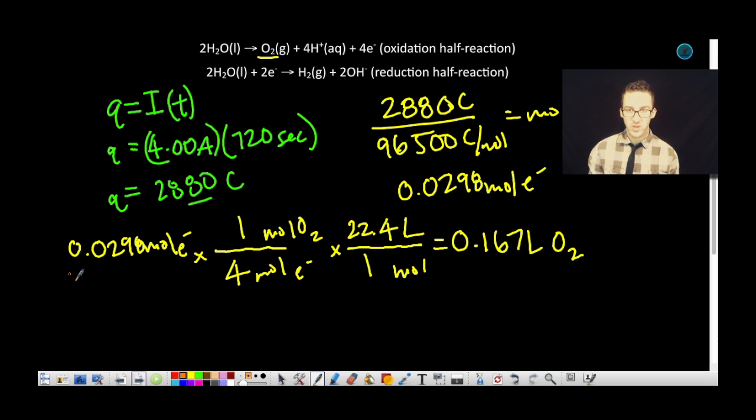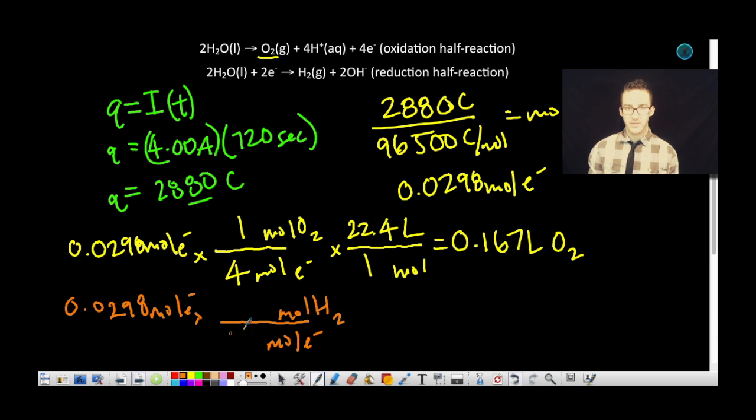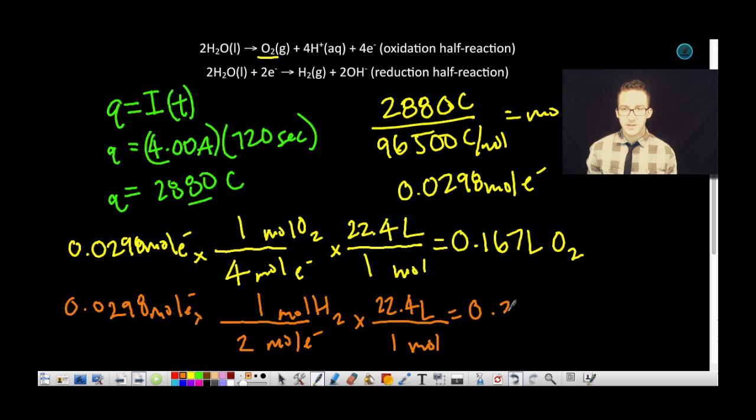However, we're also asked for the volume of hydrogen gas, which you can figure out a couple of different ways now that you know the volume of the oxygen gas that was produced, but we're going to work it through from the moles of electrons that were transferred in this electrolytic reaction. This time, however, we need to look at the reduction half reaction, and for every 2 moles of electrons gained, we get 1 mole of hydrogen gas. We do a quick conversion here between moles to liters since we're at STP. And when we do that, we get 0.334 liters of hydrogen gas.